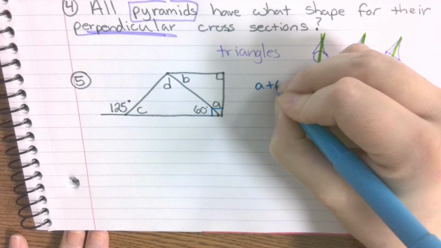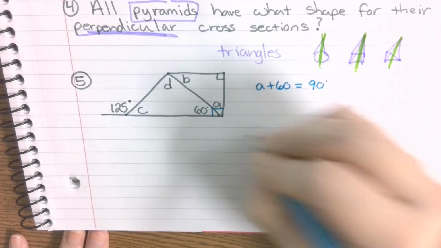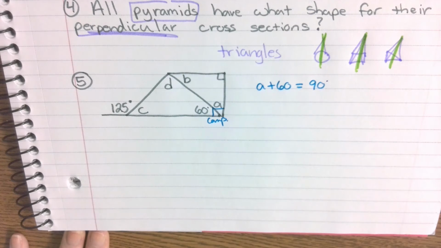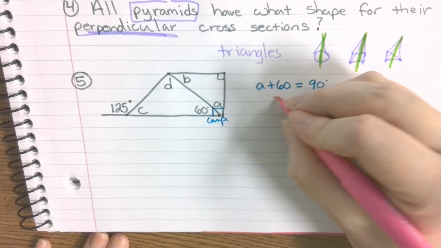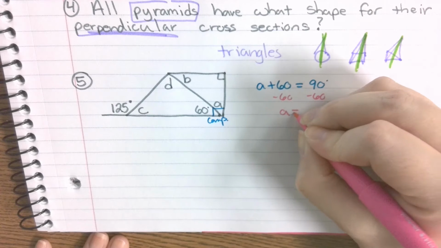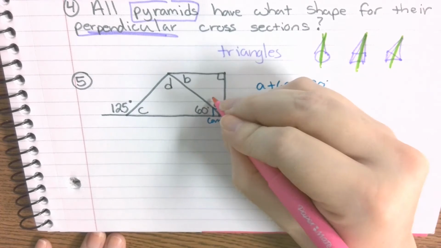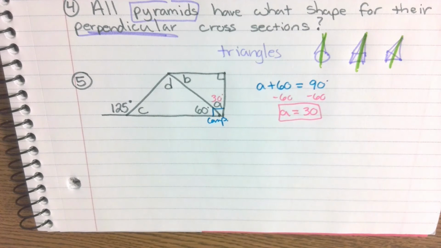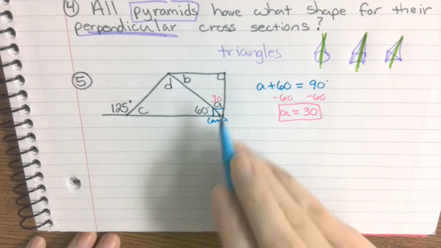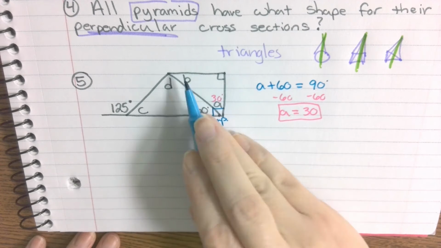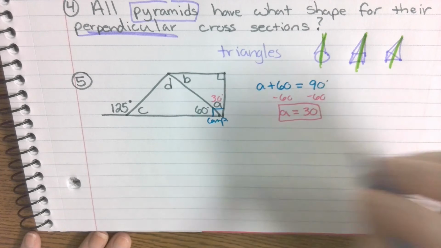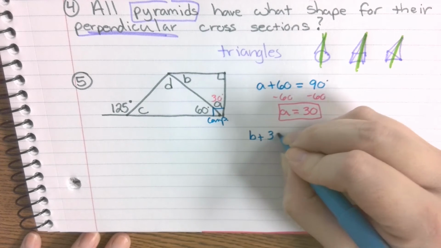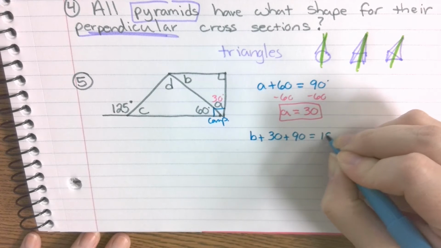So A plus 60 is going to be equal to 90 degrees because these are complementary angles. Then all we have to do is subtract 60 from both sides, and we'll get that A is equal to 30 degrees. And if I know that A is 30 and I know that this angle is 90, then I can use my triangle sum theorem to solve for B. The triangle sum theorem states that A plus this 90 plus this B is going to equal how many degrees? 180. So B plus 30 plus 90 should be equal to 180 degrees.